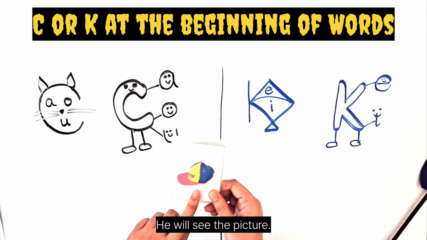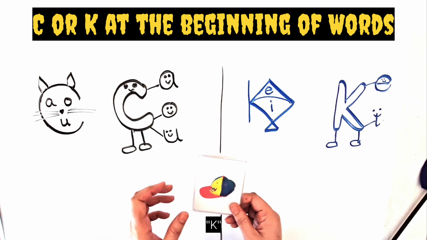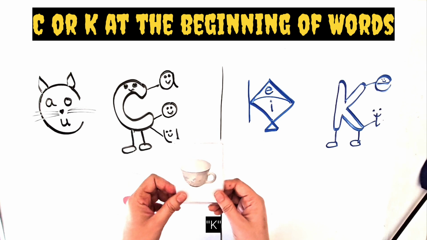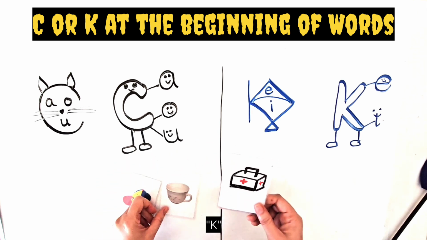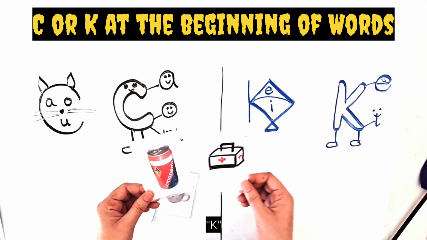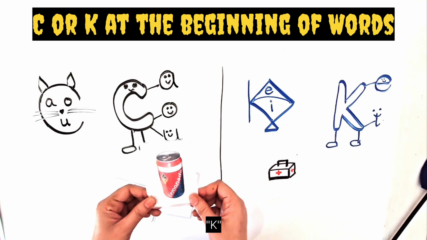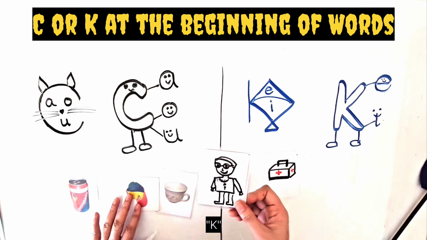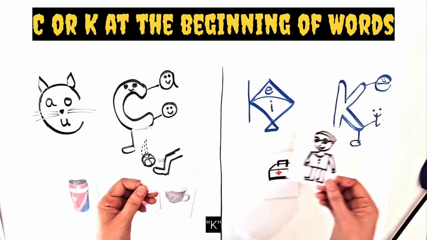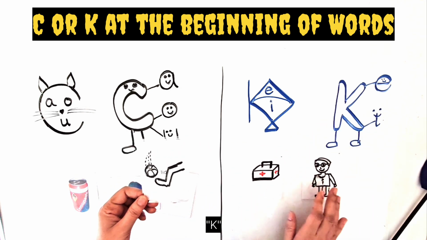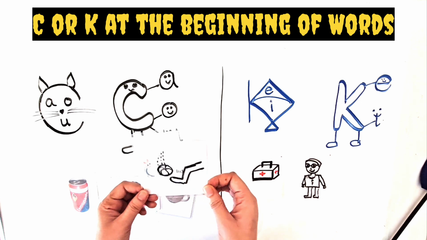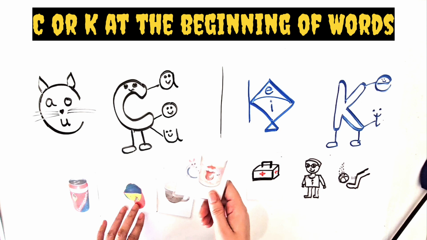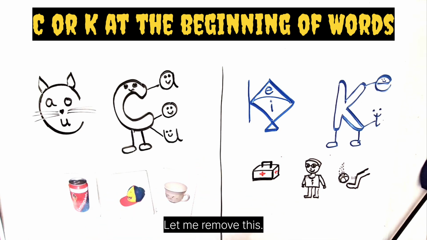He will see the picture: cap, C or K? Cap. Cup. Kit. Can. Kid. Cake. And this is an extra card. This is not a cup, this is a mug actually. So let me remove this.